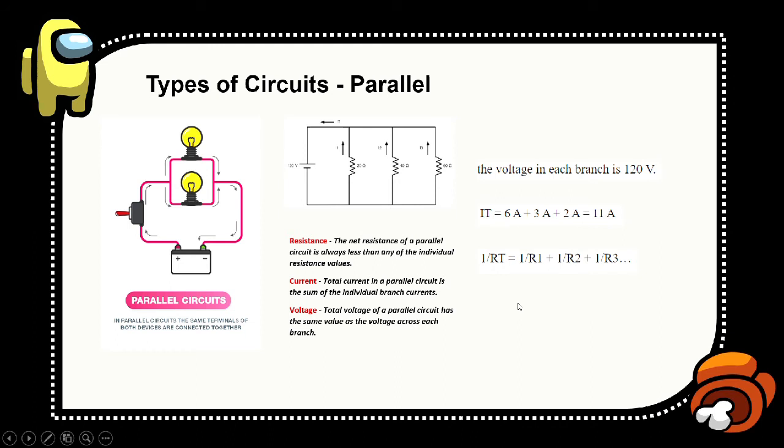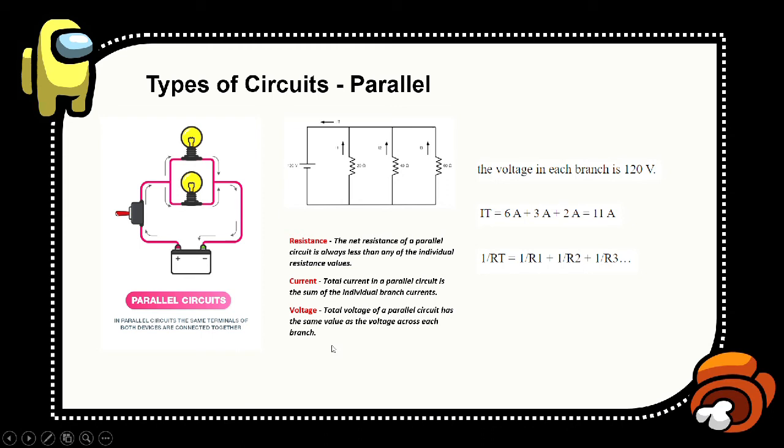Lastly, to get the resistance value, we commonly determine it using the reciprocal equation using the 1 over RT. So, same as in series earlier, but instead of RT equals R1 and so on, we use the reciprocal, so we use 1 over. So, 1 over RT or 1 over total resistance is equals to 1 over R1 plus 1 over R2 plus 1 over R3. So, basically, we do 1 over 20 ohms plus 1 over 40 ohms plus 1 over 60 ohms. So, if you add them, you will get it first.